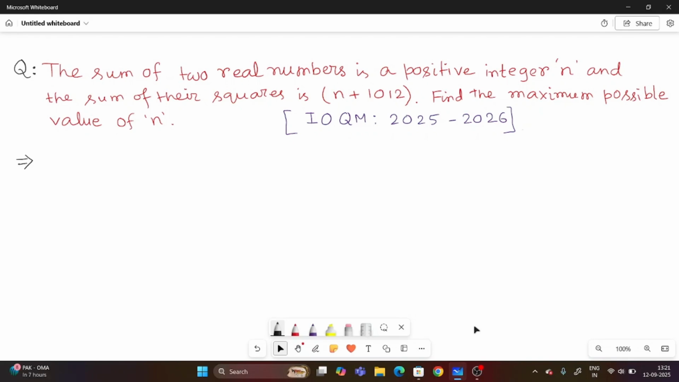So today we are solving a question which came in IOQM 2025-2026 of number theory. What is the question? The sum of two real numbers is a positive integer n and the sum of their squares is n plus 1012. So we have to find the maximum possible value of n. At first, we are assuming that the two real numbers are x and y.